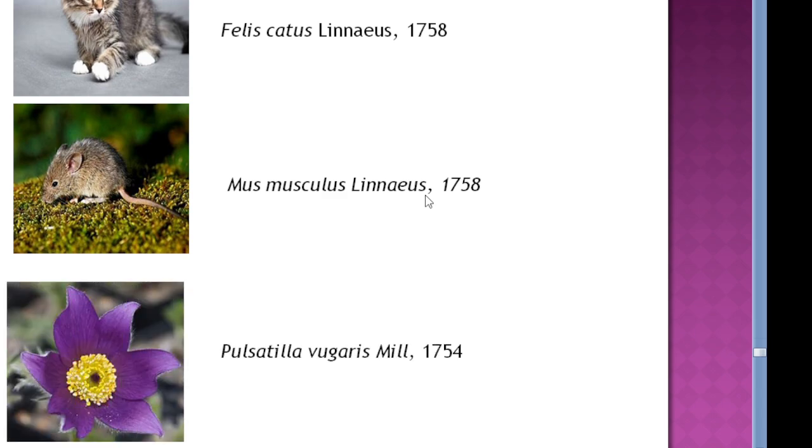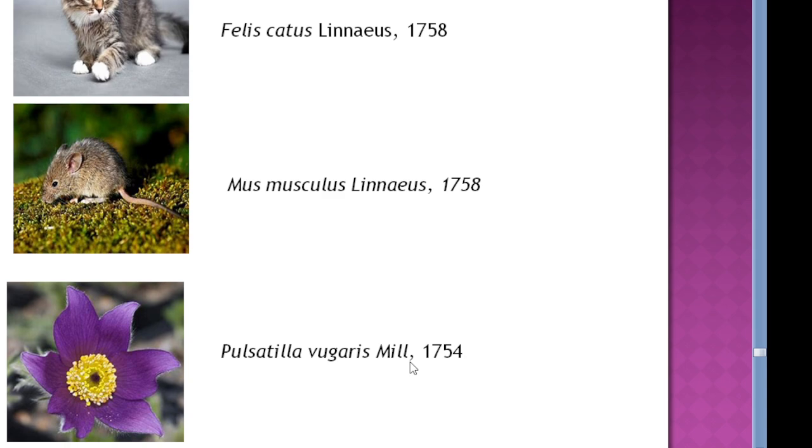And finally, you have another kingdom, which is the plant kingdom, and here you have a plant called Pulsatilla vulgaris. Pulsatilla is the genus with the first letter capitalized. Vulgaris, which is the species, and the first letter is in lowercase. Mill, which is the author, and the year is 1754, and between the author and the year you put a comma.